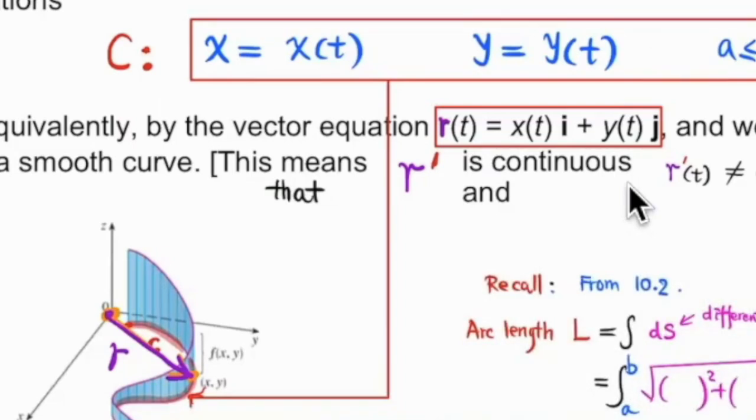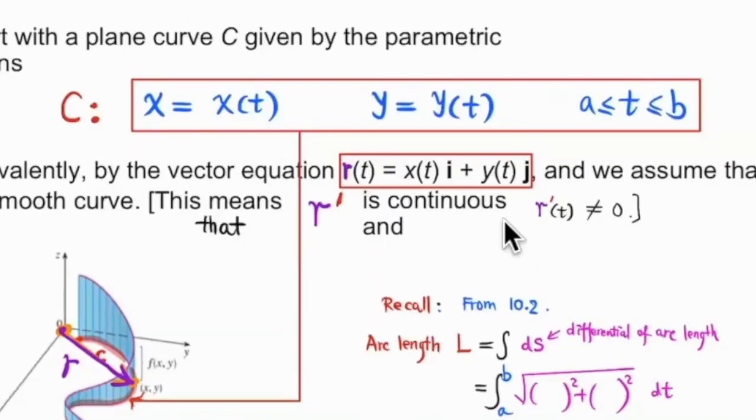r of t is a vector function. It has two component functions, one in the x direction, which is x of t, and the other one in the y direction, which is y of t. We assume that the curve C is a smooth curve, and this means that r prime is continuous, and r prime of t does not equal 0 when t goes from A to B.